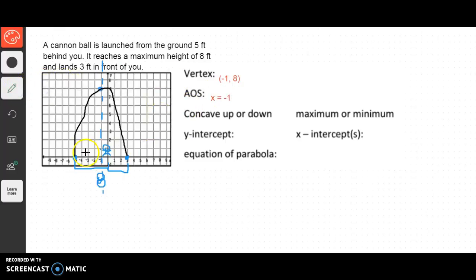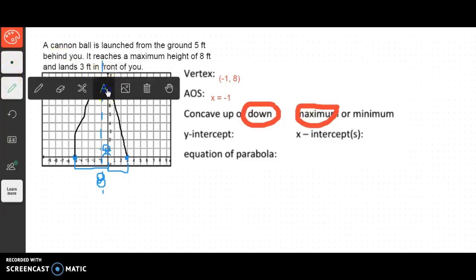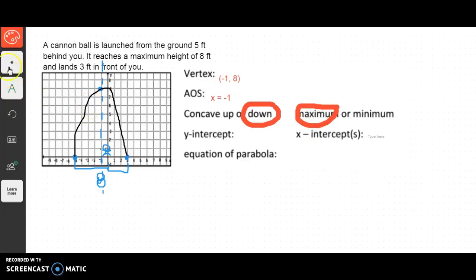Okay, our cannonball is going up, and then gravity is bringing it down. So our graph is actually concave down. And because it's concave down, we have a maximum. It also says a maximum in our problem, so we know that as well. The y-intercept, I don't know that we know that yet. And the x-intercepts we do. Our x-intercepts are going to be the givens, in that we started with an intercept of x equaling -5 and x equaling 3. Okay, so in order to find the y-intercept, we're actually not really sure where it crosses.